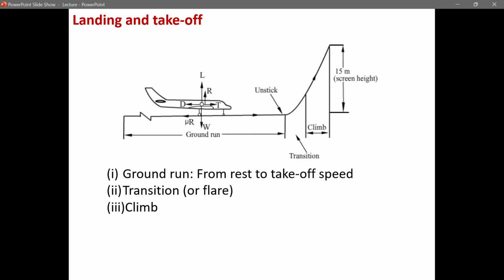We have three different parts of this takeoff distance. One is the ground run, in which you are completely on the ground. The other one is the transition, when you start transitioning from the ground, start taking off. And the third one is the climb, when you reach the 15-meter screen height.